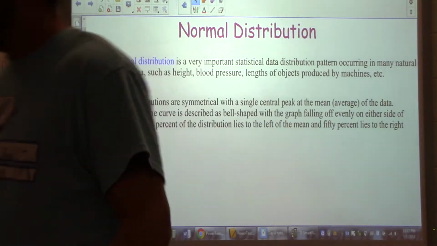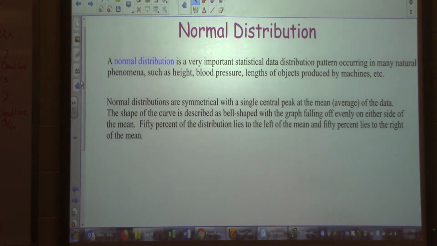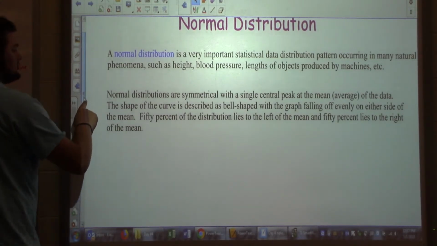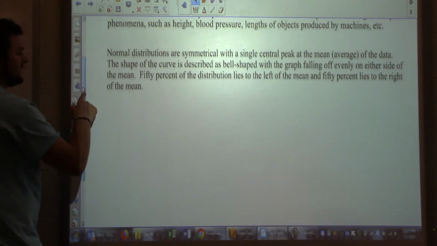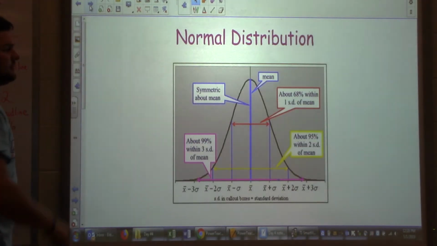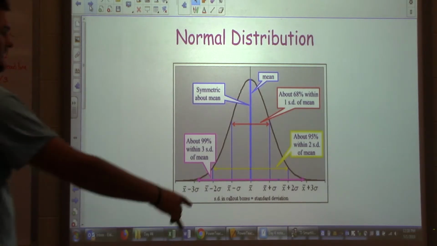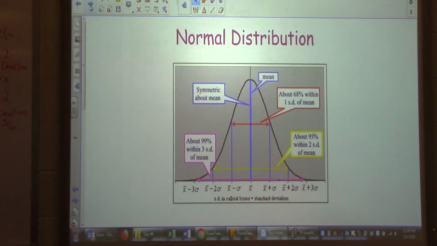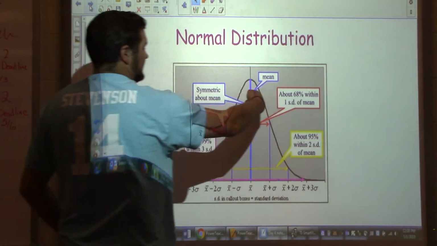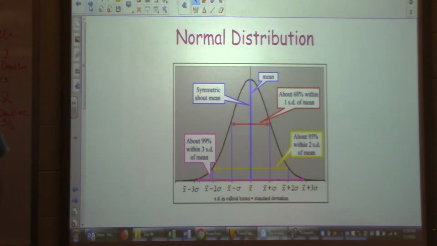Some classes do. What happens is a normal distribution curve or a bell curve is the same on one side as it is on the other. It's the exact same. So if I fold it over, it's going to match perfectly. Alright? So the shape of the curve is described as a bell, and it falls off evenly on both sides. The normal distribution curve is centered at your mean. So whatever data you're talking about, it's centered at the mean. That's the x-bar, the x with the line over it we talked about, that's the mean. So your mean is always in the middle of your normal distribution curve. 50% of your data is going to be on the right side, 50% is going to be on the left.